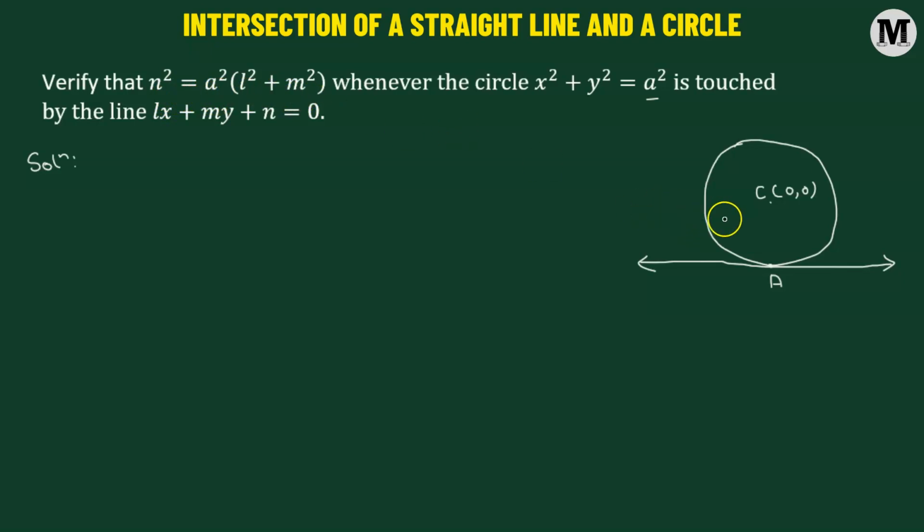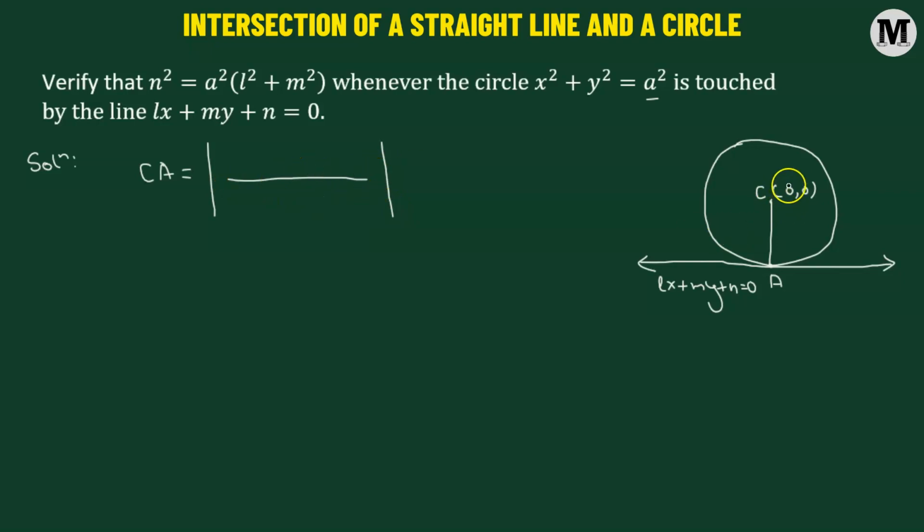How shall we do that? So what we'll do, we'll first try to find out the distance of point C from the line which is given by the equation Lx plus my plus n equals 0. There's a standard formula for finding out the length CA. So CA will be equal to, all we have to do is take the absolute value, and then we'll have to take a ratio inside the absolute value.